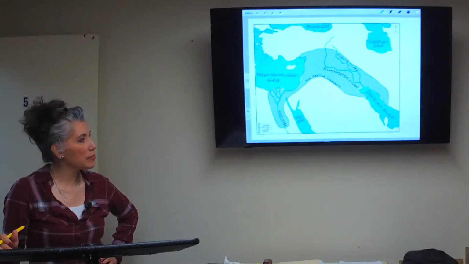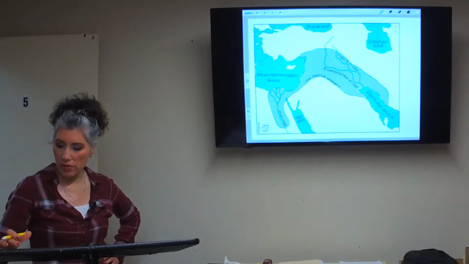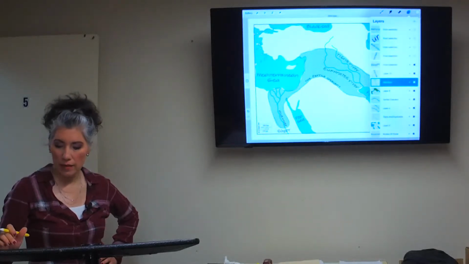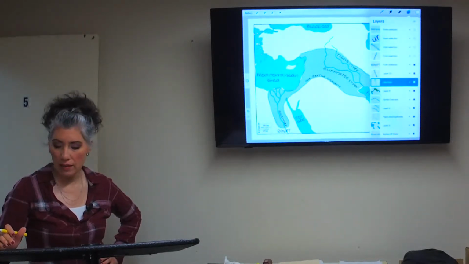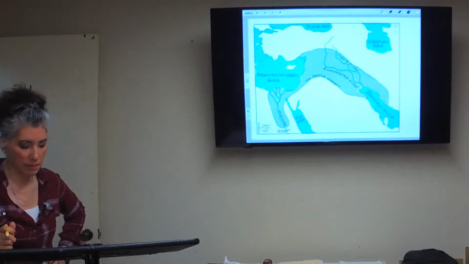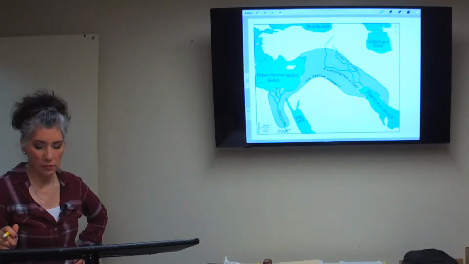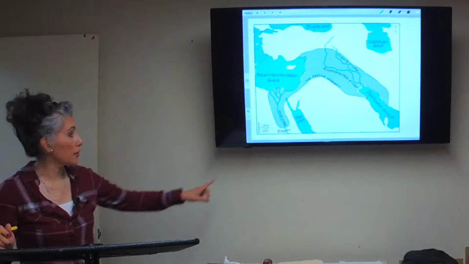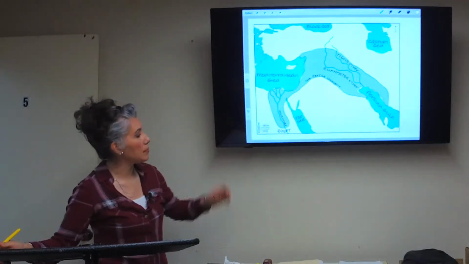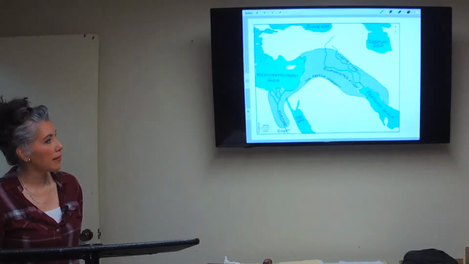Okay, so now we're going to label some locations. Of course, the Nile River is in Egypt, so we're going to label that area of land Egypt. I just wrote it here, but you can write it wherever. It's all the same area.